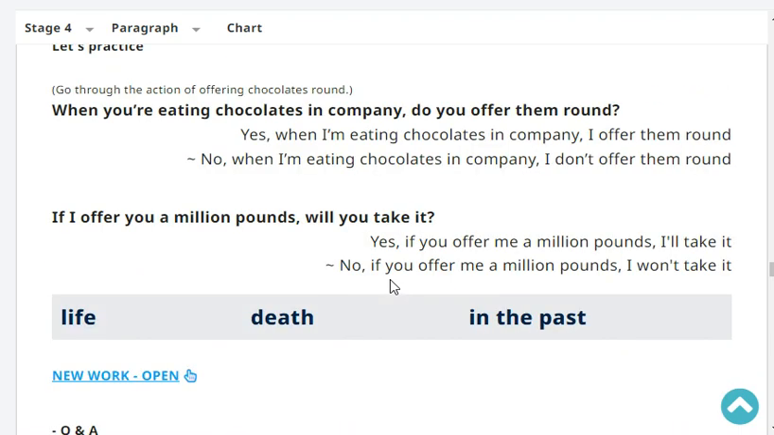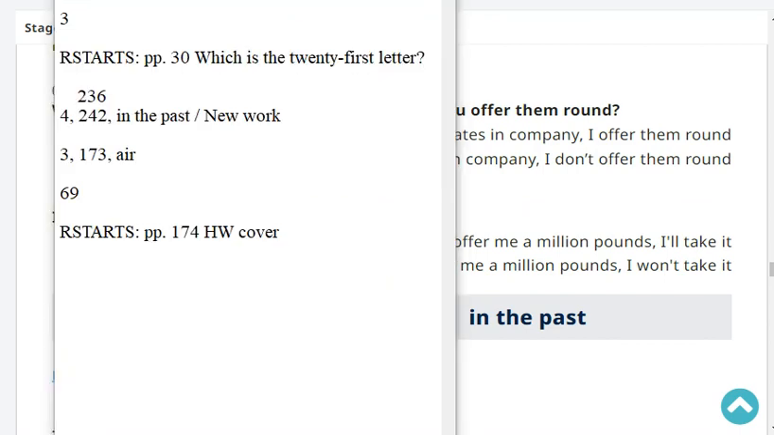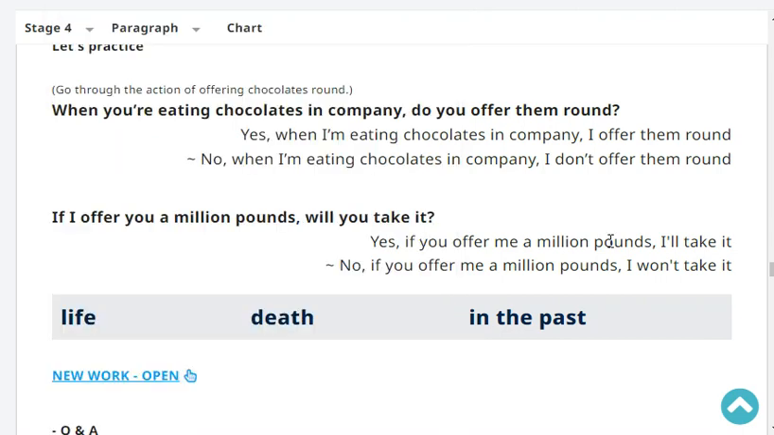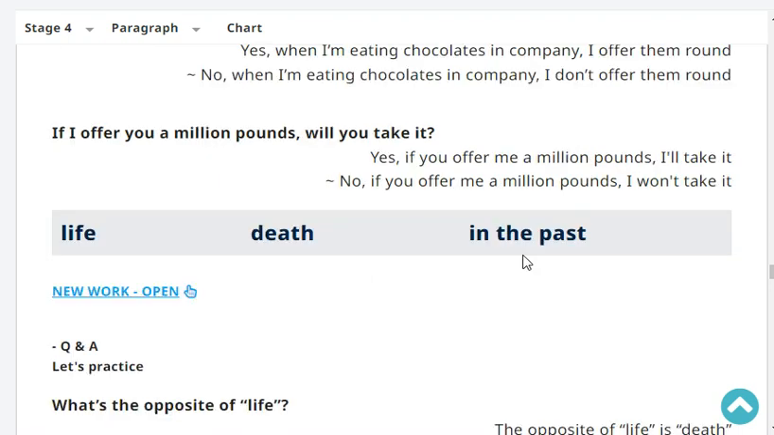Very good. When you're eating chocolate in company, do you offer them round? Yes or no? No, when I'm eating chocolate in company, I don't offer them round. They are mine. Very good.